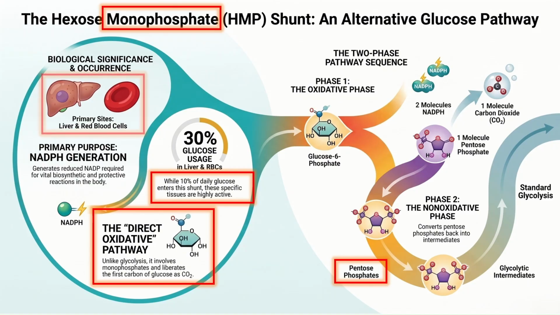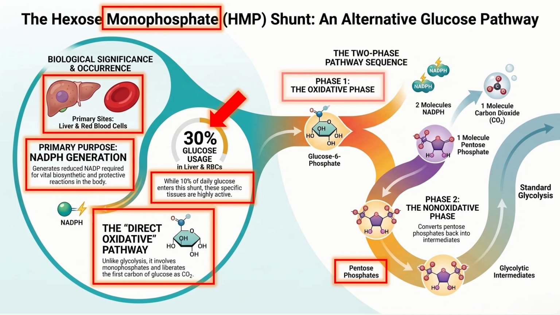It is highly active in the liver and RBCs, which metabolize about 30% of their glucose via the HMP shunt. The primary goal of this pathway is the generation of reduced NADP, that is NADPH. Coming to the overview of the pathway, it is divided into two phases. The first is the oxidative phase, where 2 NADPH and 1 pentose phosphate are formed with the liberation of 1 carbon dioxide. The second phase is the non-oxidative phase, where the pentose phosphate formed is converted back into the intermediates of glycolysis.